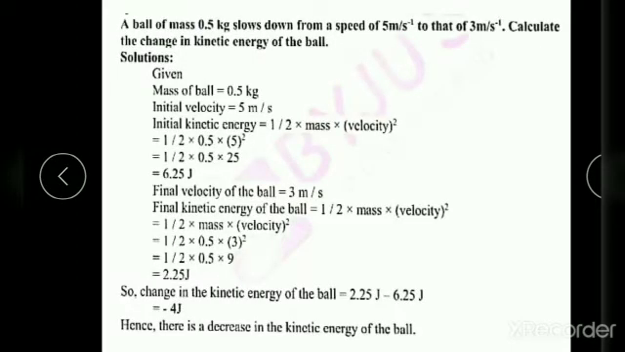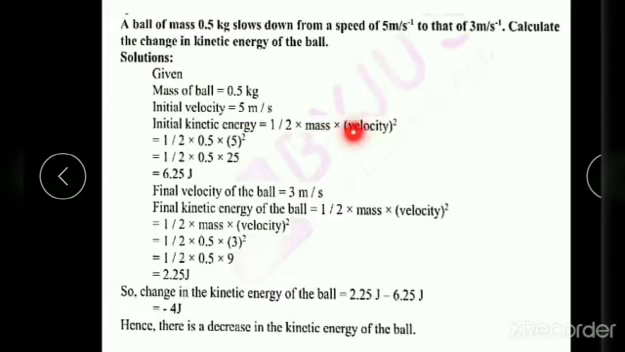So next one, a ball of mass 0.5 kg slows down from a speed of 5 meter per second to that of 3 meter per second. You have to calculate the change in kinetic energy of the ball. So what is given? Mass of the ball is given, the initial velocity is 5 meter per second, and the final velocity is 3 meter per second, and you have to find out the change in kinetic energy. For this, you will find out the initial kinetic energy and the final kinetic energy, and you will find the difference between them.